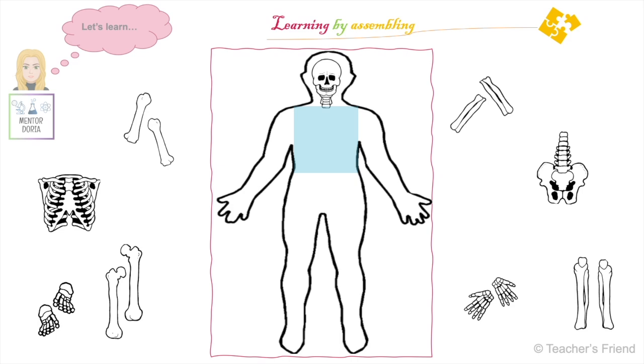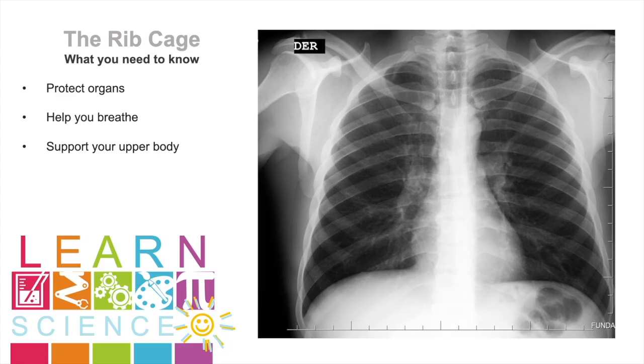Which bone do you think goes here inside our chest? I'll give you a few moments to think about it, but please feel free to pause this video so you can give yourself a bit more time. 3, 2, 1. That's right, it's the rib cage here. The rib cage has a very important job, protecting organs like your lungs and heart. It also helps you to breathe and supports your upper body.